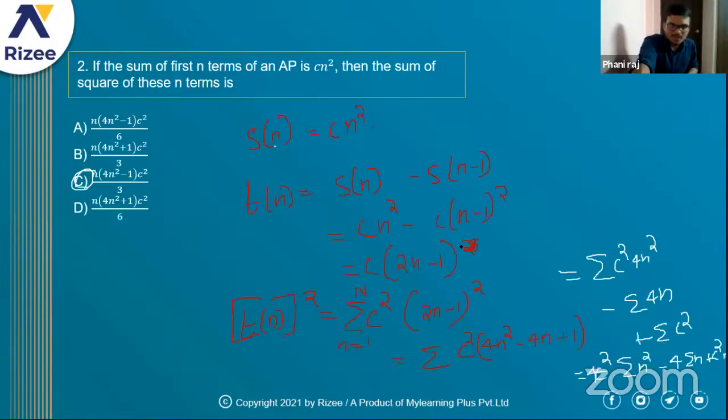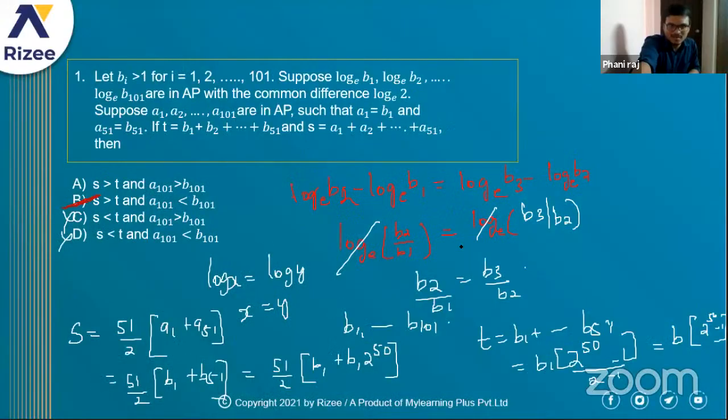Next, the second question is very trivial. It's just substituting Tn equal to this thing. Next, the first question is also just using the standard formula, but the main point here was to identify that if the log of a series is in AP, then the series is in GP.